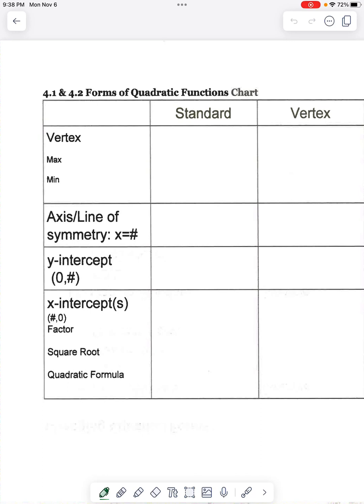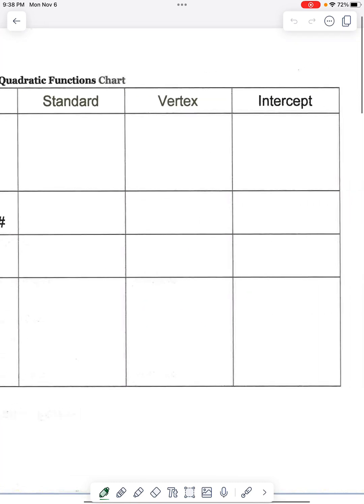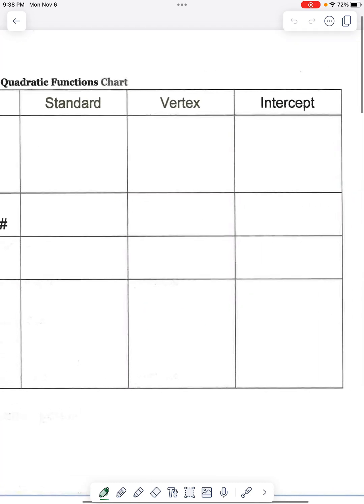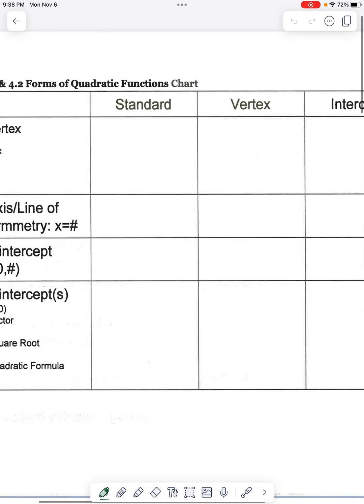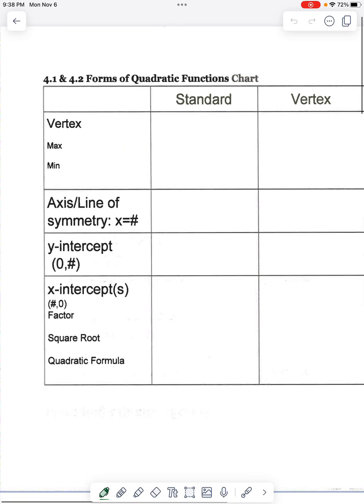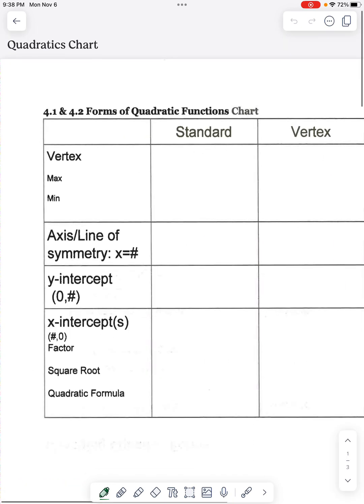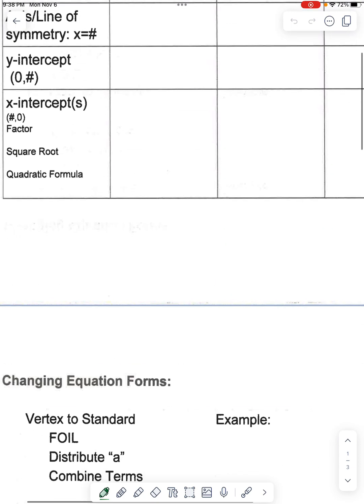Hey there guys, I just want to look at this chart. I like a chart because it helps me organize data. There's three forms for parabolas that we're looking at, and this helps me organize it, and I'm hoping maybe it will help you as well. Because in all three forms, standard, vertex, and intercept, we have to find the same pieces of information, because the fact that it's a parabola doesn't change.